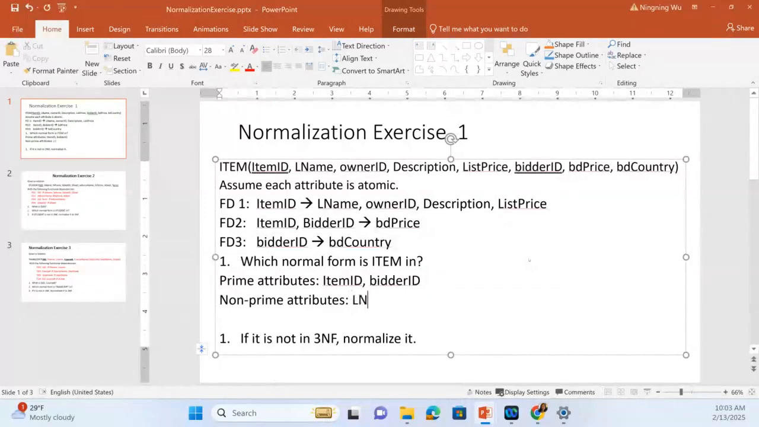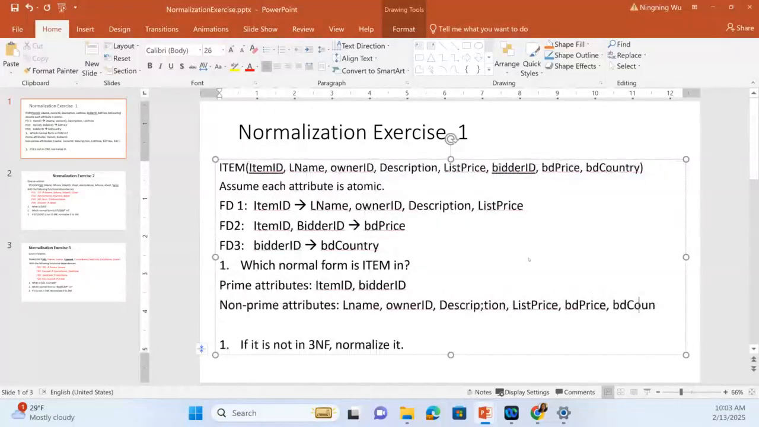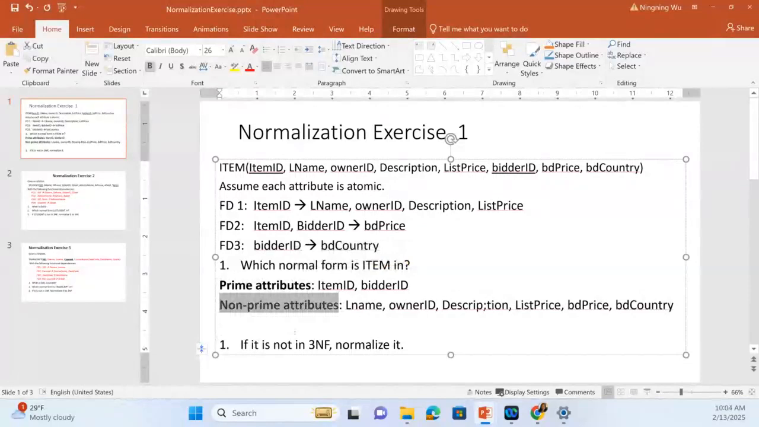Then the remaining attributes should be the non-prime attributes, because they do not appear in the key. So we have last name, owner ID, description, list price, bid price, and bid country. Now we have identified both prime and non-prime attributes. With this information, we go back to the functional dependencies to see whether a non-prime attribute is dependent on the partial key or the full key.